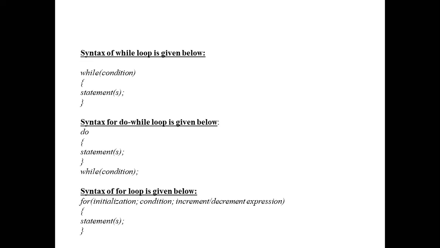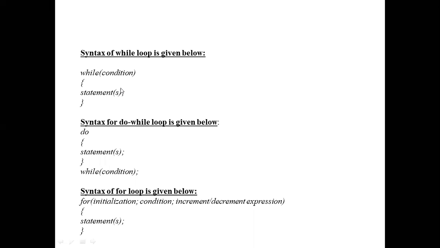First one, the while loop. The syntax of the while loop is: while condition, statements. The while loop loops through a block of code as long as the specified condition is true. If it is false, then it stops the execution of these statements.